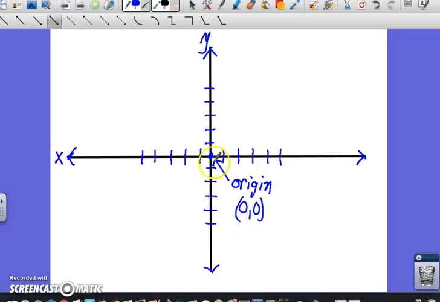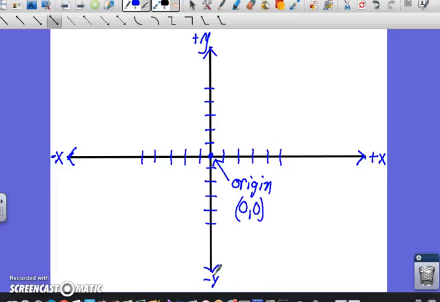As we travel along this x-axis to the right, these numbers are all positive numbers. As we travel to the left from 0, these are negative x's. So we've got positive x's and negative x's. As we travel up along this y-axis, these are positive y's. And as we travel down, these are our negative y's. So there's the first important thing.